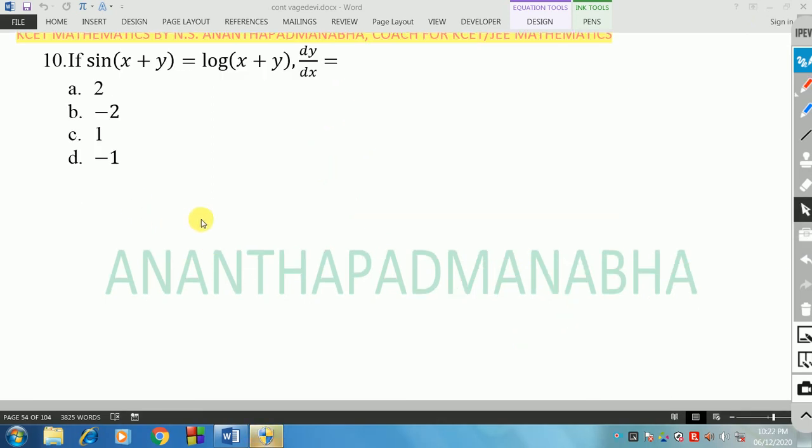Next we have sin of x plus y is equal to log of x plus y. We have to find dy by dx. It's given that option A is 2, option B is minus 2, option C is 1, and option D is minus 1. So we will consider sin of x plus y is equal to log of x plus y. This is what is given.